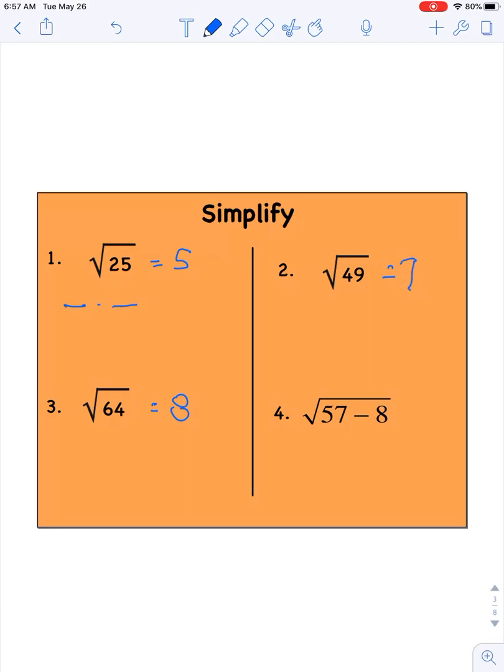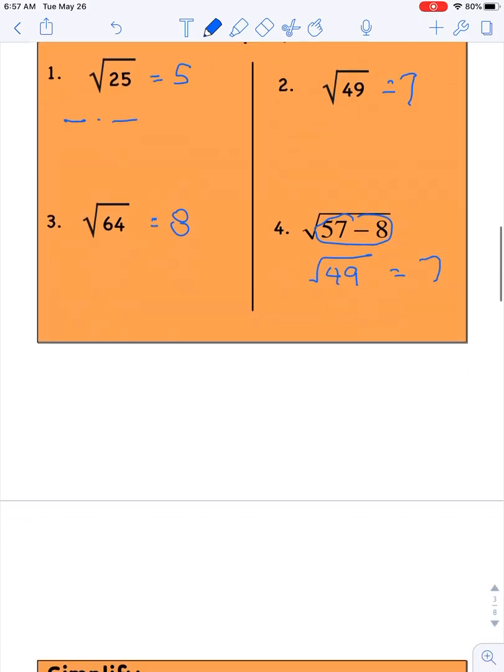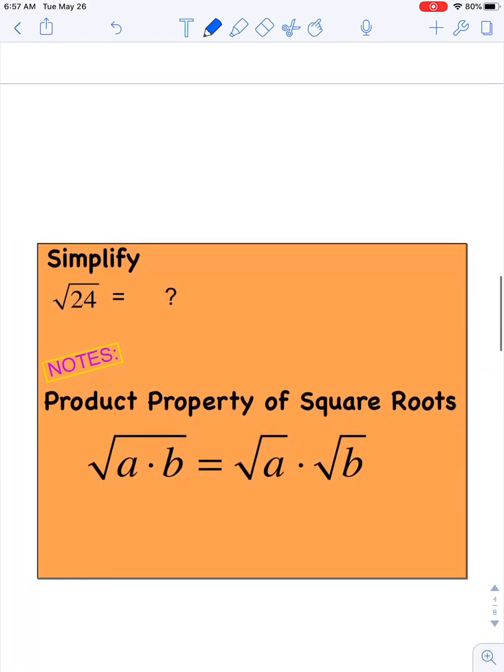But what do you do with something like this? Well, we have to simplify what's under the radical sign first, which would give us 49, which then gives us back 7. But what happens if we have the square root of 24? What do we do then? Well, this is what I'm talking about. We're not going to just take our calculator and get a decimal for that. It'll be like 4.9 something, okay? But we're not going to give a decimal answer.